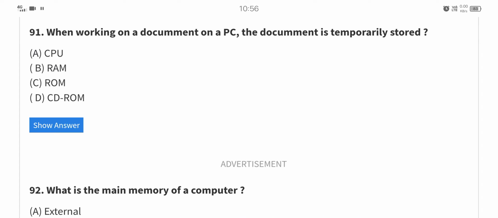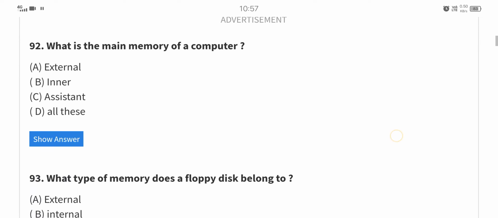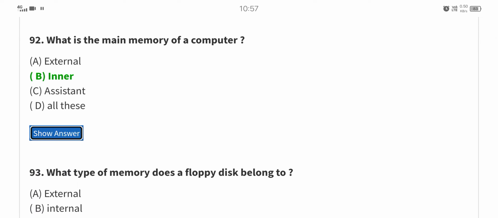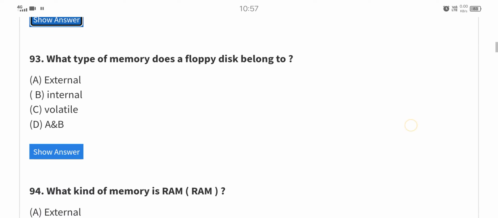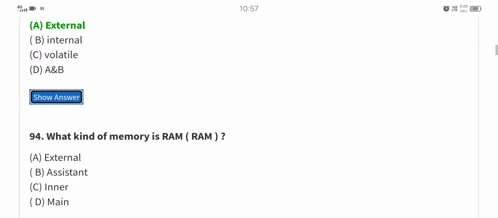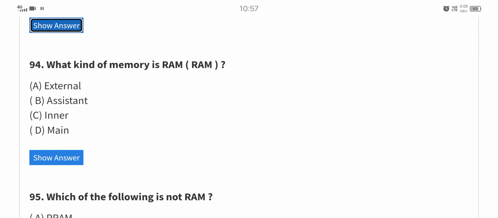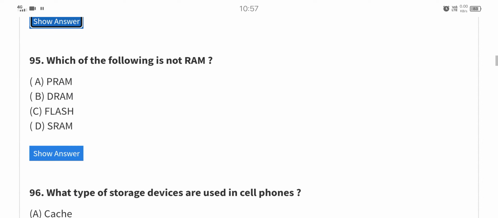When working on a document on a PC, the document is temporarily stored in RAM. Random access memory. What is the main memory of a computer? Inner memory. What type of memory does a floppy disk belong to? External. What kind of memory is RAM? Main memory. Which of the following is not RAM? PROM.